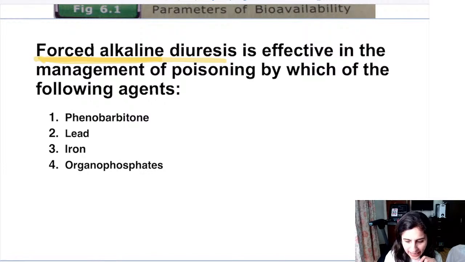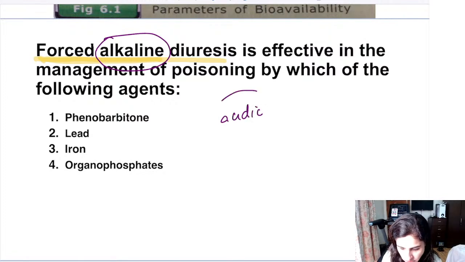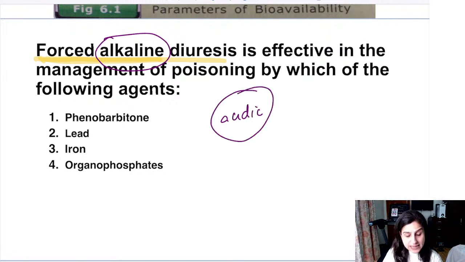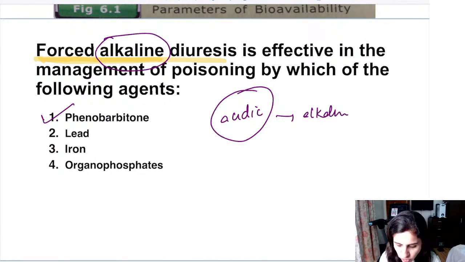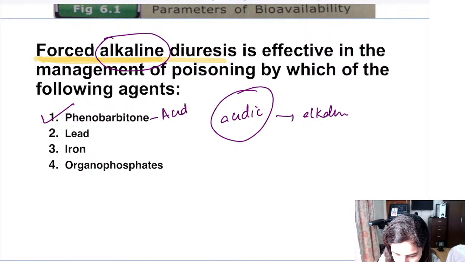So we are doing alkaline diuresis here. Whenever we do alkaline diuresis, if you want to remove a drug by making the urine alkaline, the drug should be acidic in nature, because acidic drugs can be removed with the help of alkaline urine. Yes, it is phenobarbital. Excellent. So phenobarbital is an acidic drug.